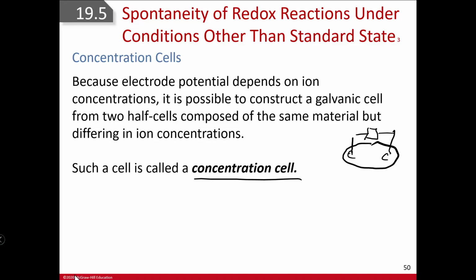So that's what this is called. Concentration cells. The same material, but different ion concentrations. And we know this can happen because we just saw where Q is important here. Okay, so let's move on to that.